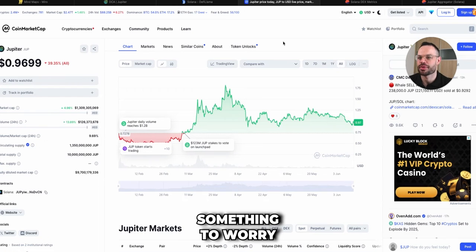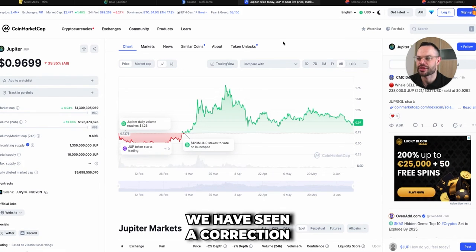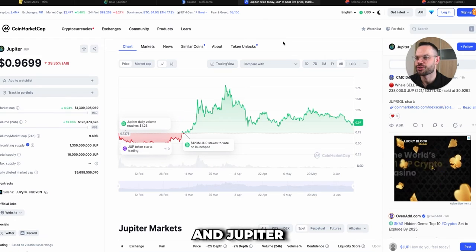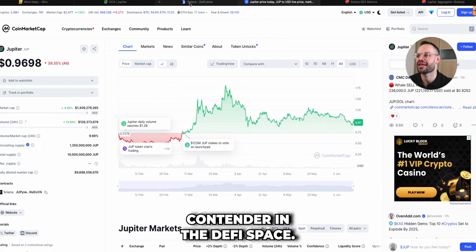So I wouldn't say it's something to worry about too much. We have seen a correction with most of the rest of the market, and Jupiter continues to be a strong contender in the DeFi space.